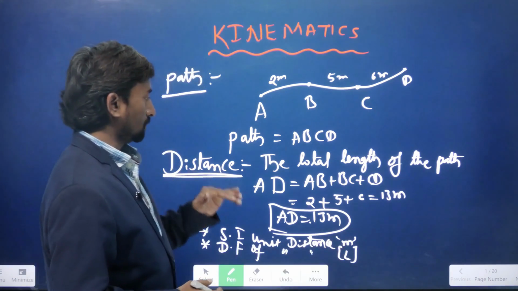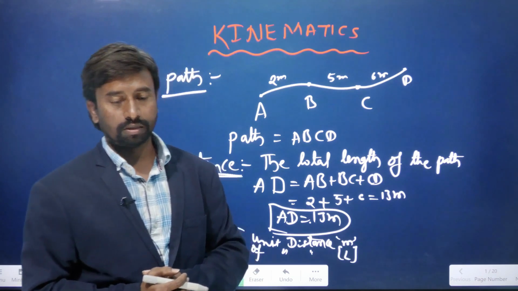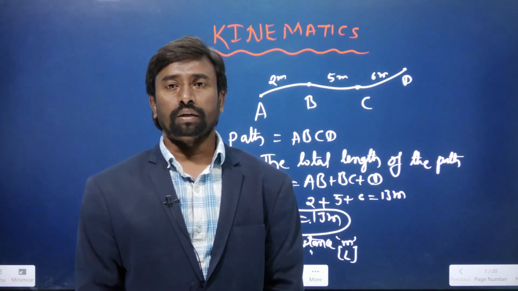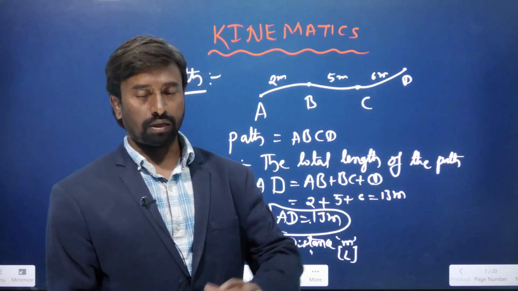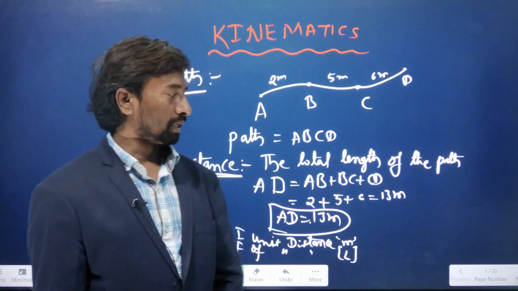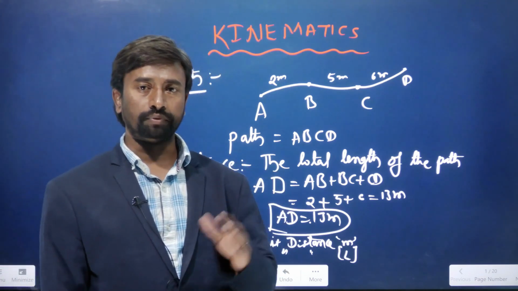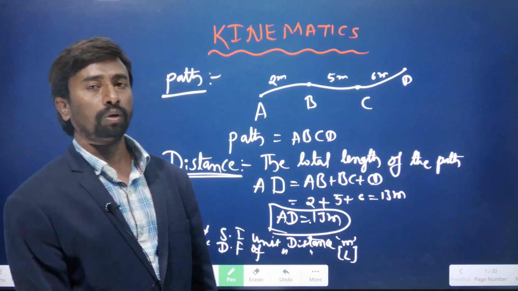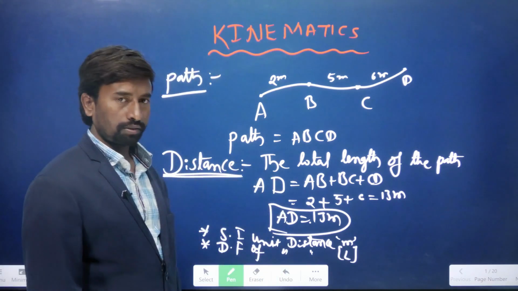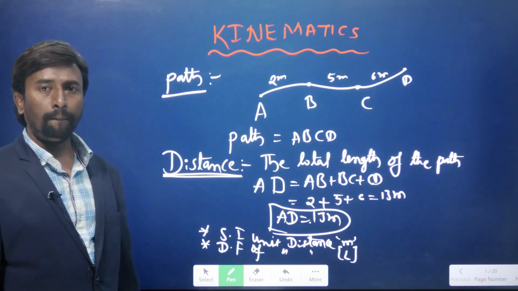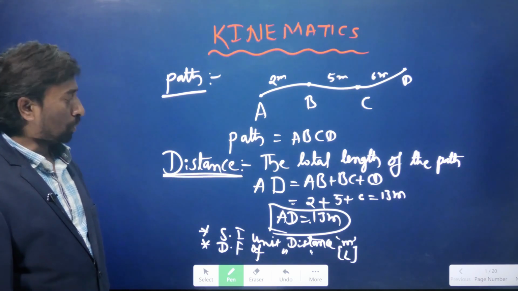So now this distance is a scalar quantity. We know that all the physical quantities are classified into two types. It is divided based on their direction and the magnitude. Some of the physical quantities have both magnitude and direction, and some have only the magnitude. There is no direction there. So this distance is also such a type, where it has only the magnitude, no direction.